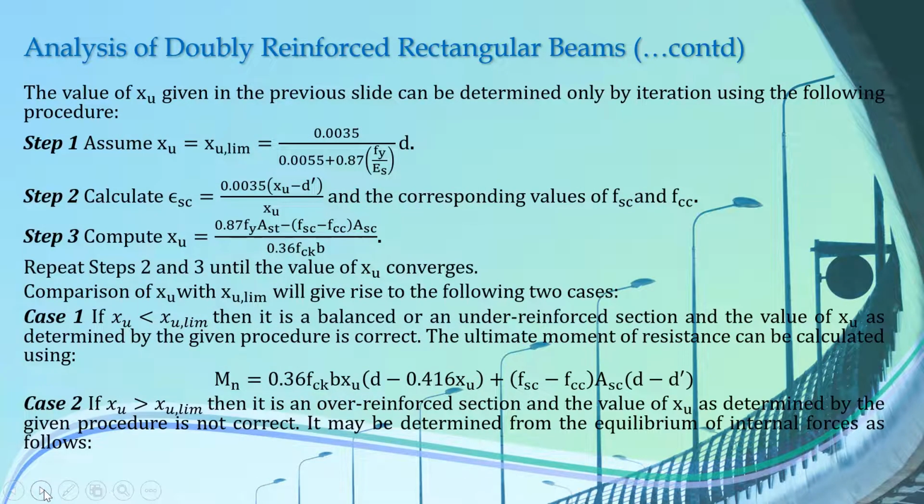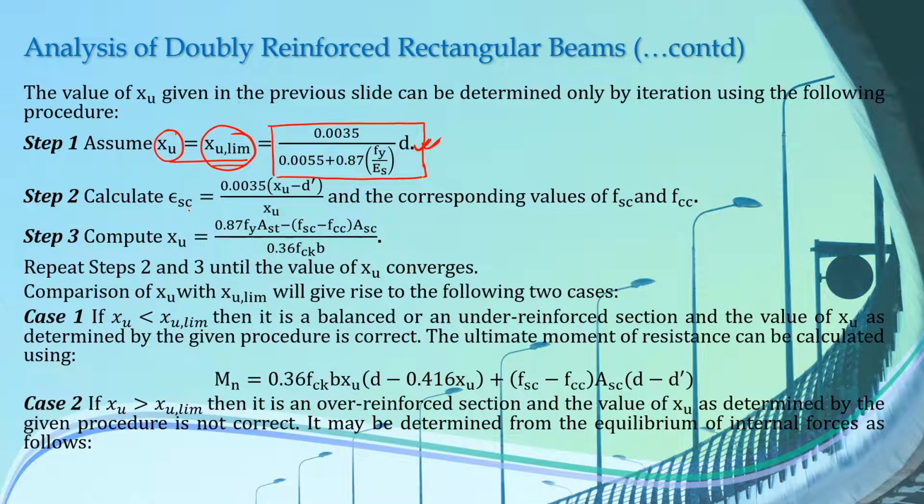So to determine XU, what we will do is, first we will assume the value of XU equal to the limiting value, and that limiting value is given by this formula here. Again, if you don't remember, please revisit our previous lectures on chapter 3 of our design of reinforced concrete structures. In one of our lectures, we have discussed how to derive this formula for our limiting neutral axis depth. We derived this formula when we were discussing the depth of neutral axis. So first assume that the depth of our neutral axis is equal to the limiting value.